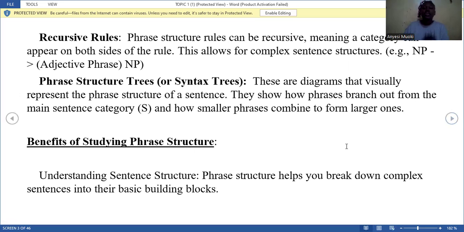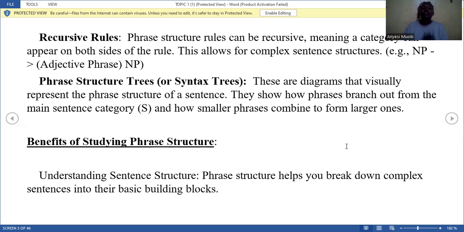That is, the NP can be made up of an adjectival phrase and a noun phrase, because an adjective talks more about a noun, so they can also make a noun phrase.